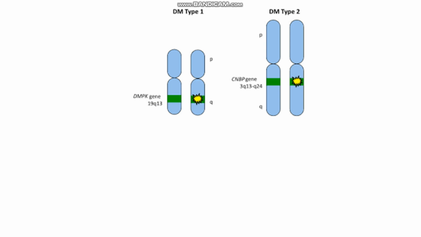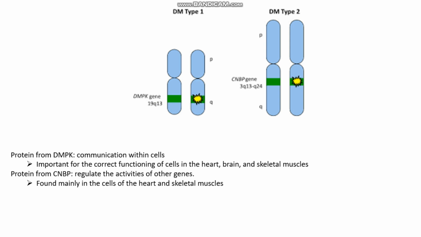Type 1 myotonic dystrophy occurs when a gene on chromosome 19 called DMPK contains an abnormally expanded section located close to the regulation region of another gene, SIX5. The protein produced from the DMPK gene may play a role in communication within cells. It appears to be important for the correct functioning of cells in the heart, brain, and skeletal muscles, which are used for movement.